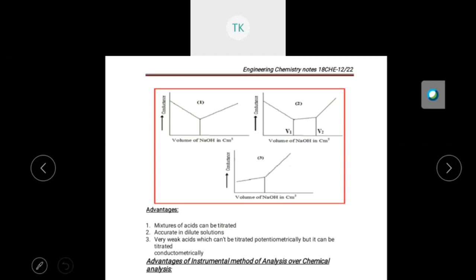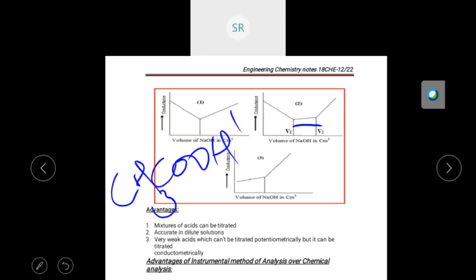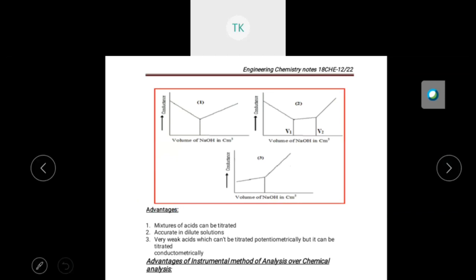This V1 is due to HCl. Once H plus ion is completely neutralized, the conductance will increase very slowly. You can see here the conductance value is increased very slowly. It is due to acetic acid. The acetic acid also has H plus ion, right? CH3COOH has H plus ion. Since it is a weak acid, the conductance value will increase very slowly. Then again, the conductance value will increase. It is due to what? NaOH, which is a strong base.